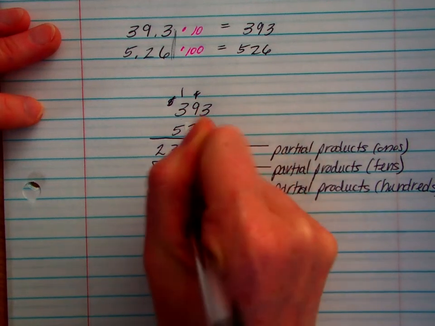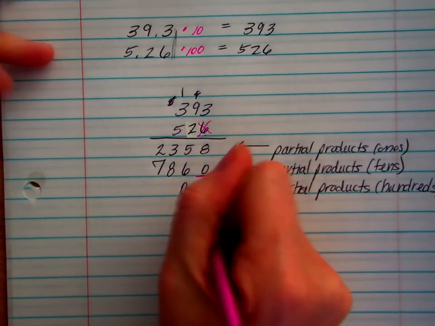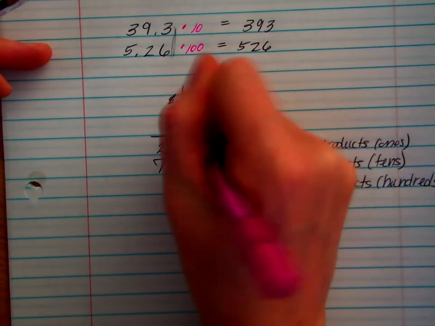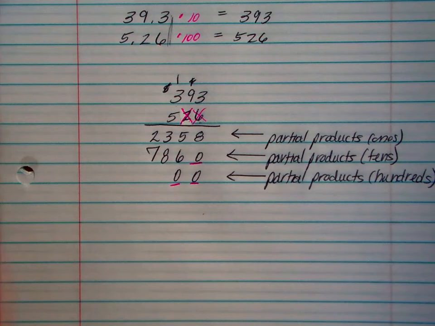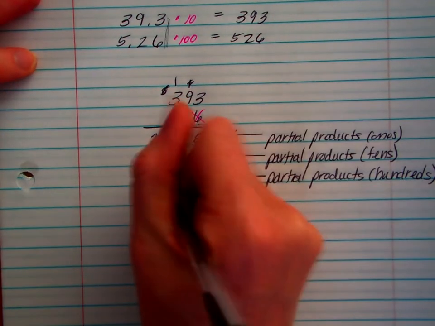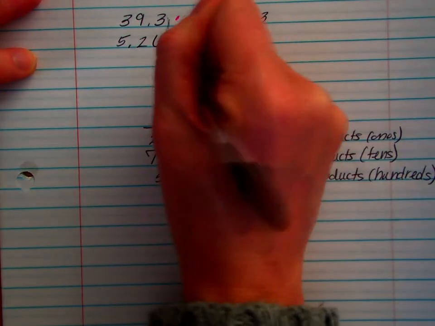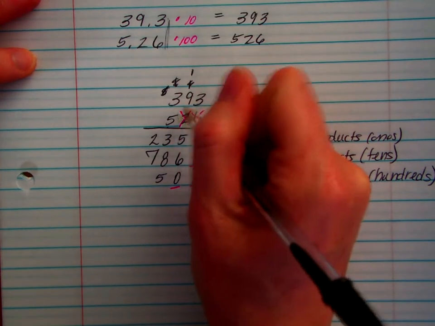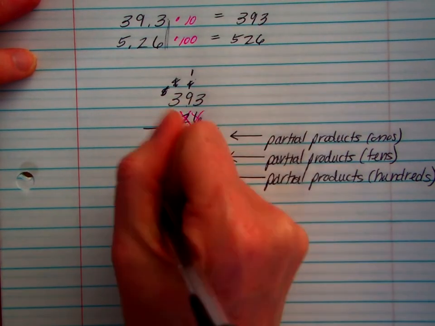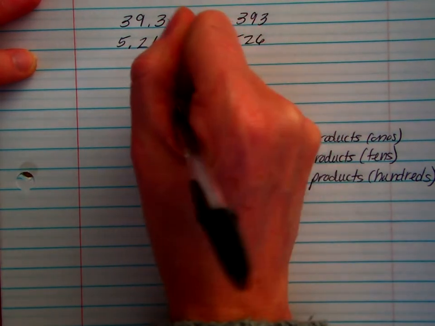I have 2 placeholders because I'm moving to the hundreds place. Placeholder, placeholder, you are finished with the 2. 5 times 3 is 15. Put down the 5, carry the 1. 5 times 9 is 45, plus 1 is 46. Put down the 6, carry the 4.